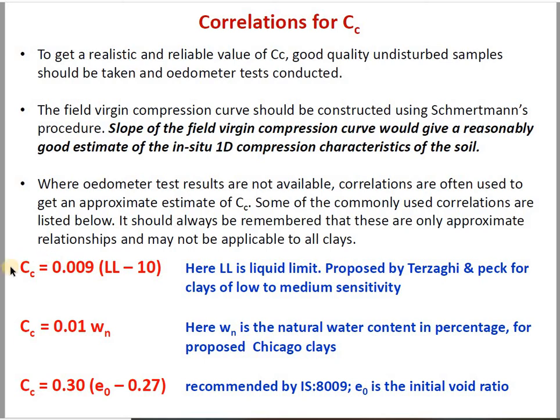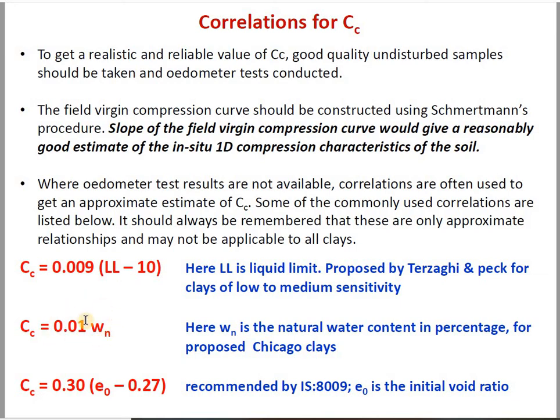One such correlation, which you might have seen in your undergraduate classes as well, is Cc equal to 0.009 times (liquid limit minus 10). Here LL is the liquid limit, and this was proposed by Terzaghi and Peck for a particular clay, where the clay is of low to medium sensitivity. Whenever you see correlations, they are for a particular study and a particular clay. So we cannot always use the correlations, but to quickly assess the settlement, we can adopt such correlations.